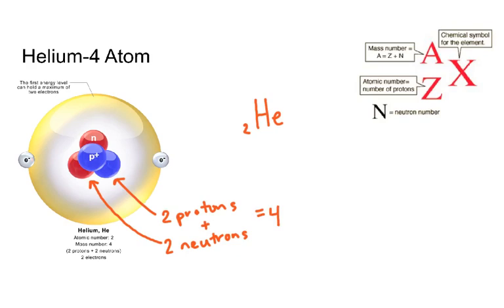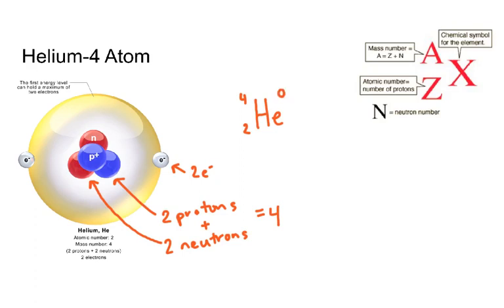So the number of protons plus neutrons equals 4. This is the mass number, which goes in the upper left-hand corner. Since there are also 2 electrons, the atom is neutral. 2 positive protons and 2 negative electrons means no overall charge for the atom.